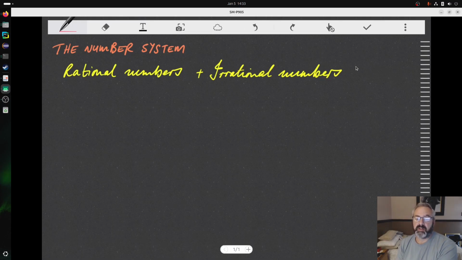Today we are going to have a look at our number system again, and we are going to expand on that number system and learn about rational numbers and irrational numbers. Now you may be wondering, why do we need to know about rational numbers? Why do we need to know about irrational numbers? Why do we need to know about the number system at all?